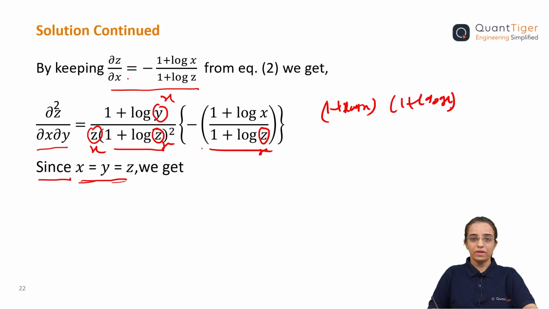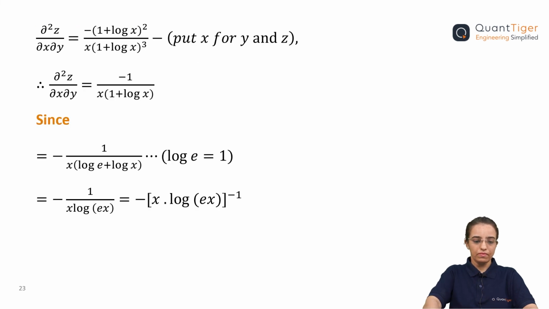So it becomes (1 plus log x) cube, which I have written over here. So simply this will come up to this step. If you look here, now this is square and this is cube, so I can cancel it and it will come to the simplified form.